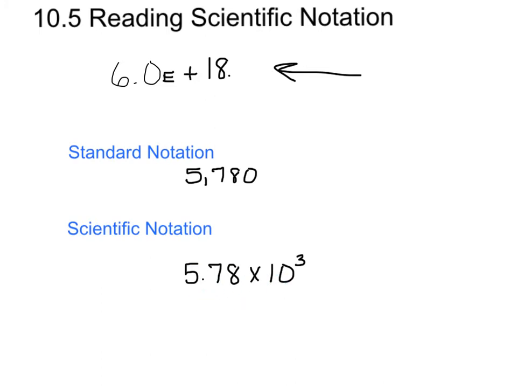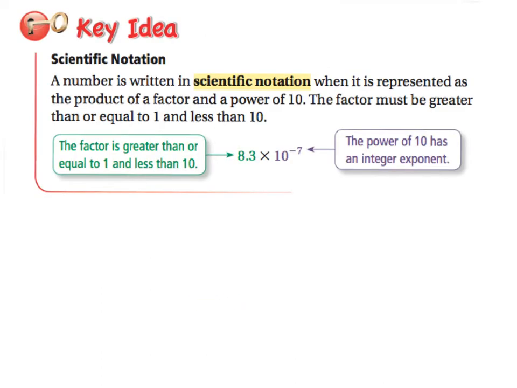So let's go over our key idea. Here's what our key idea looks like. Now, scientific notation. Today we're just going to read things in scientific notation. Scientific notation is a number that is represented by a product of a factor and a power of 10. So I'll say that again. A number is written in scientific notation when it is represented as the product of a factor and a power of 10. That means we are multiplying a factor times itself by 10, and then the power tells us how many times we're doing that.